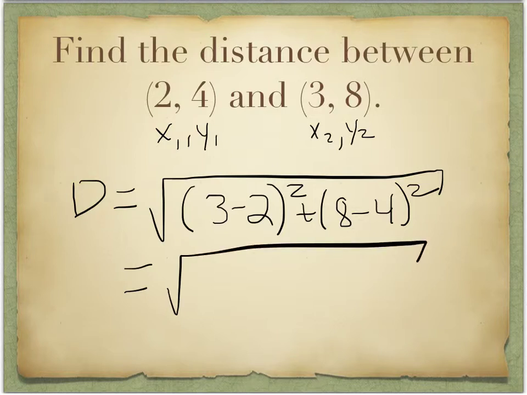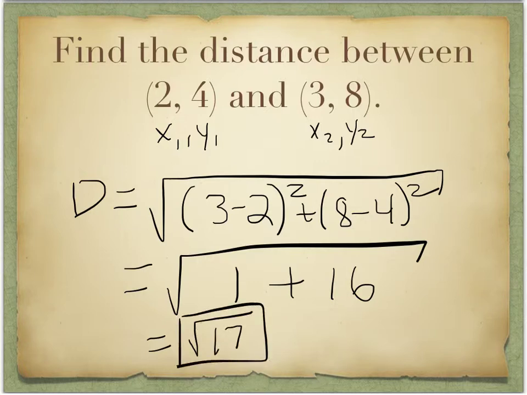3 minus 2 is 1. 1 squared is 1. Plus 8 minus 4 is 4. And 4 squared is 16. And then combine that together to get 17. And 17 is a prime number, so we can't reduce that any further.